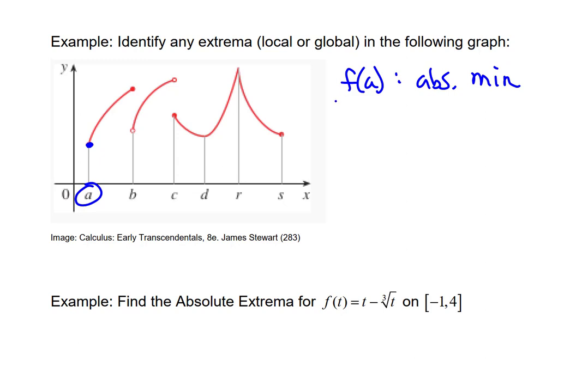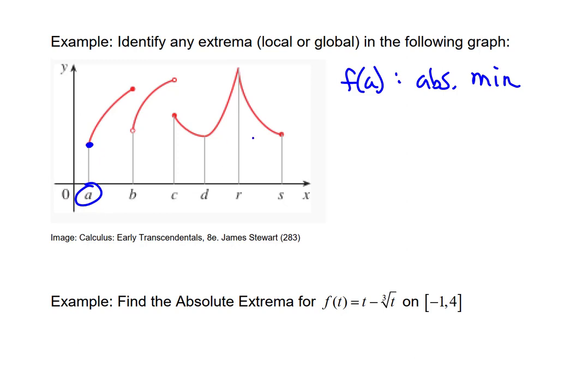Notice we used f of a to represent this absolute min. Remember, the extreme values are y-coordinates or output values, so f of a is the absolute min, not a. A is just where it's located on the x-axis. Sometimes it's good to try to find the global or the absolute extrema first. So there's the absolute min.